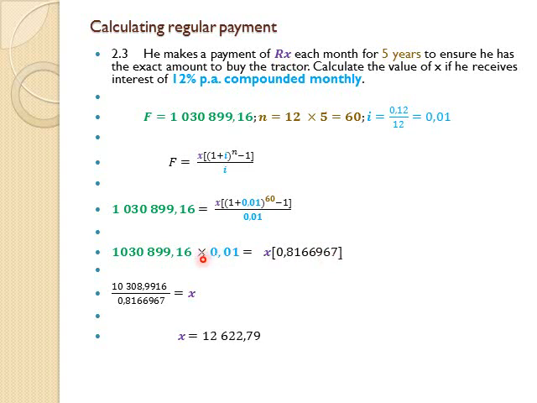0.8166967. There, if we multiply out, we get 10,308 rand 99.16 divided by 0.8166967, and there, every month he'll have to pay 12,622 rand 79 cents into his sinking fund to ensure that in 5 years he has sufficient money to buy a new tractor and his business can continue going on.